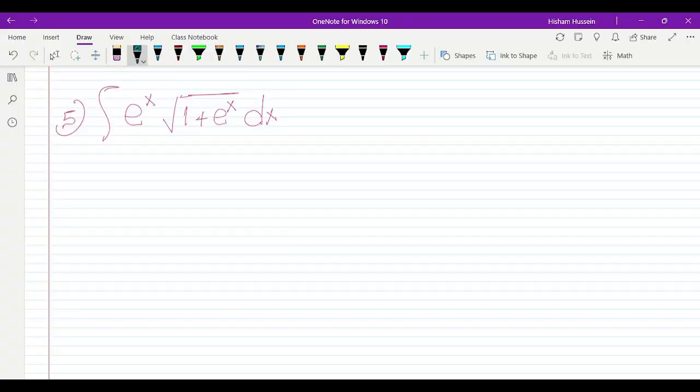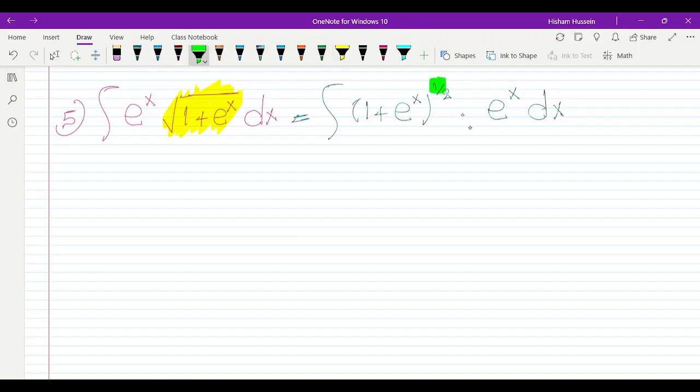In problem 5, it's integration of e to the power x times root 1 plus e to the power x dx. What if we write this function to be integration of 1 over root 1 plus e to the power x? I will write it as (1 plus e to the power x) all to the power half times e to the power x dx. Now we have a function which is (1 plus e to the power x) to the power half, and the derivative of this function exists. So simply raise the power by 1 and divide by the new power: (1 plus e to the power x) to the power 3 over 2 divided by 3 over 2 plus c.